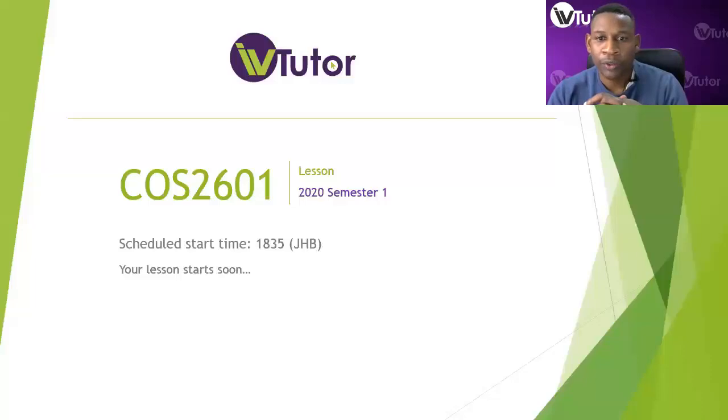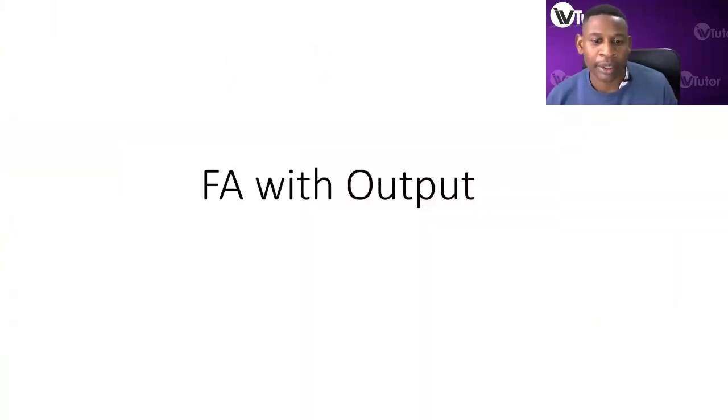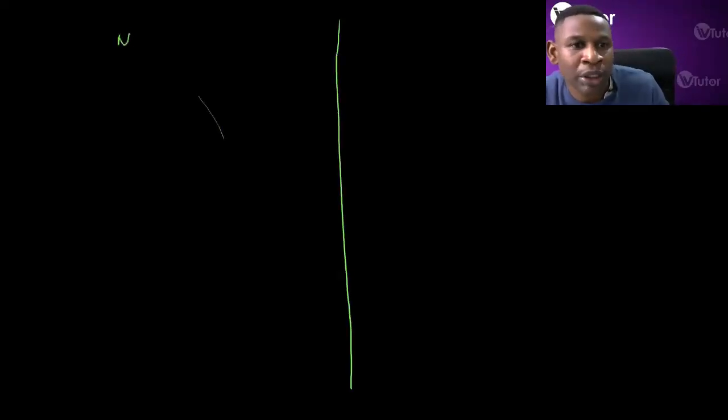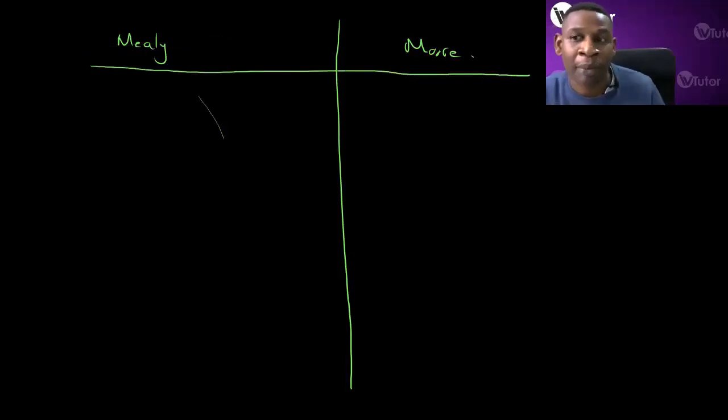So we're going to continue from where we started last time. We're talking about finite automata with output. We agreed that there are two automata that contain output: one is called a Mealy machine, and the other is called a Moore machine. These two have differences, but are more alike.